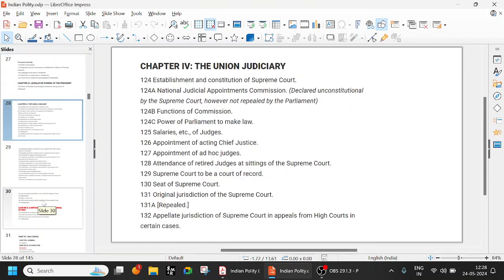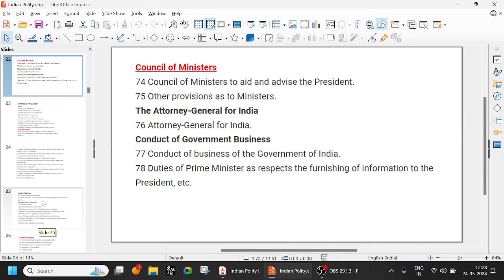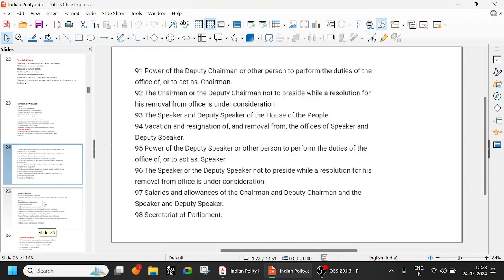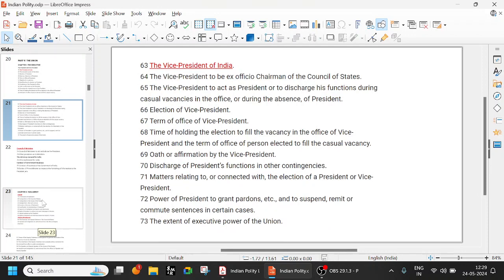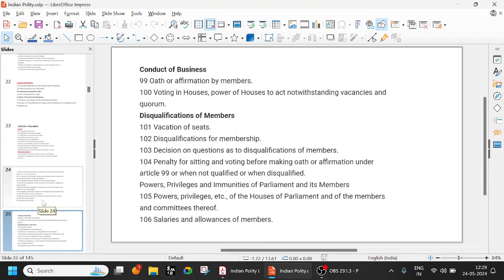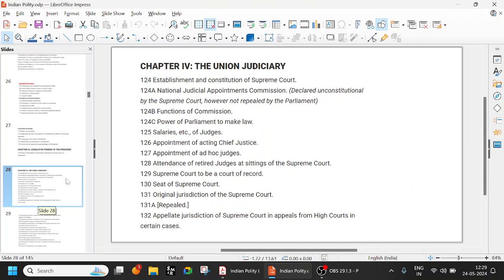So chapter 4 is judiciary. We are talking about chapters 1, 2, 3, 4 of Part 5. Part 5 deals with the Union. We've seen Part 6 deals with the State. So chapter 4 is the Indian judiciary, the Union judiciary. So 124 is very important.